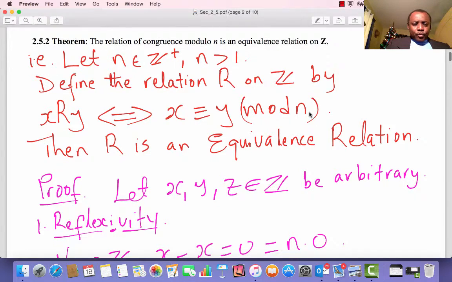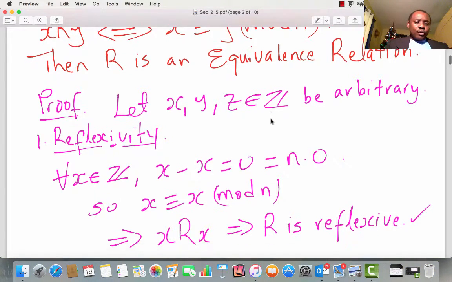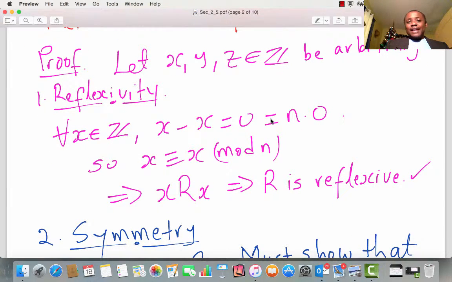Let's go ahead and prove that R is indeed an equivalence relation. Let x, y, and z be arbitrary integers. We're going to verify reflexivity, symmetry, and transitivity. 1. Reflexivity. For every integer x, x minus x equals 0, and that equals n times 0, or n times k, where my k is 0. By the definition of congruence, that means x is congruent to x mod n. And by my definition of the relation R, that means x is related to x. And that means my relation R is reflexive.